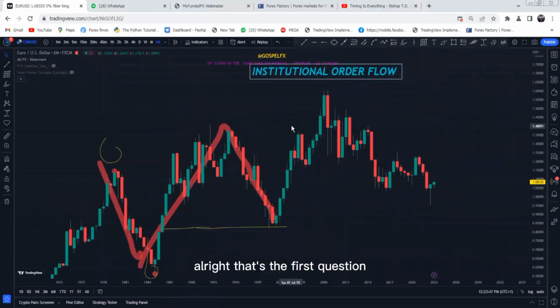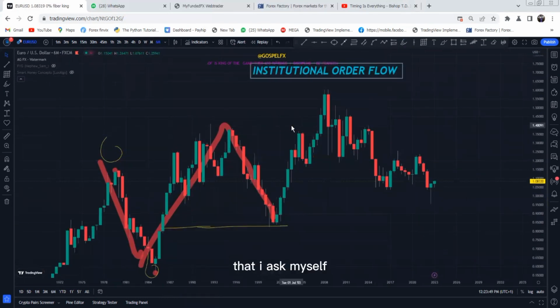That's the first question that I ask myself anytime or any day that I want to trade. Where is the institutional order flow? Where is the market going to? And remember, I said the market books from liquidity to liquidity, external to internal, internal to external, vice versa. That's how the market books.